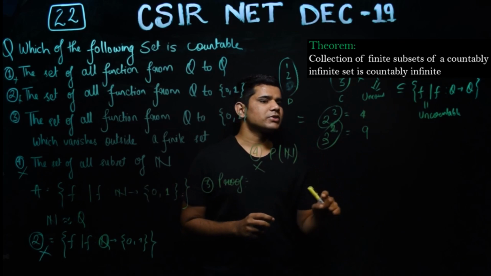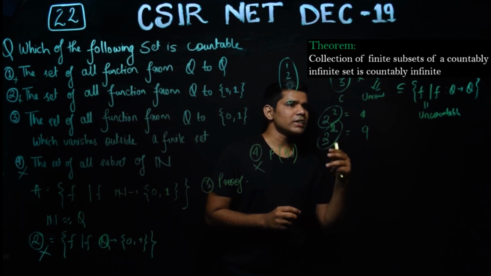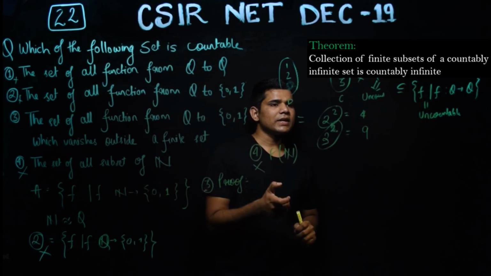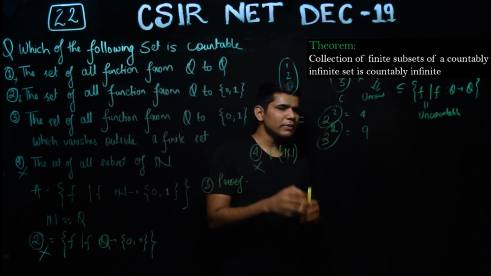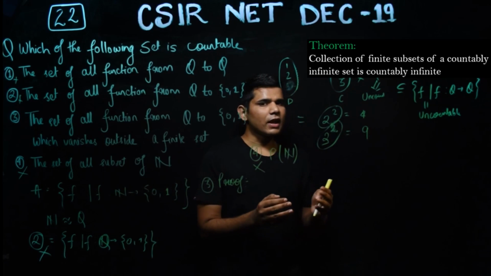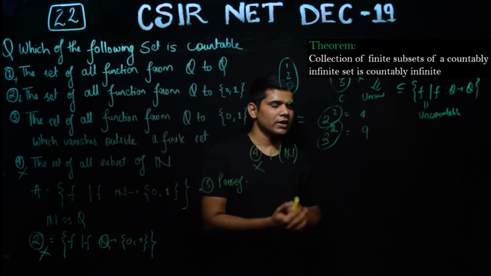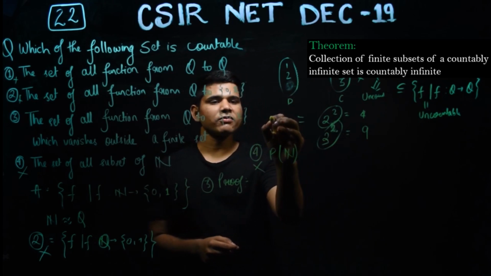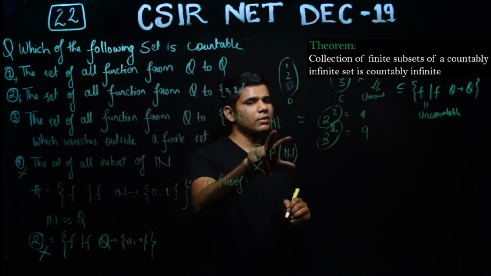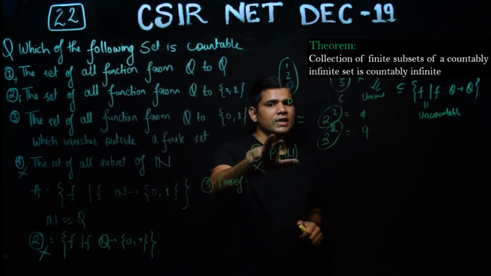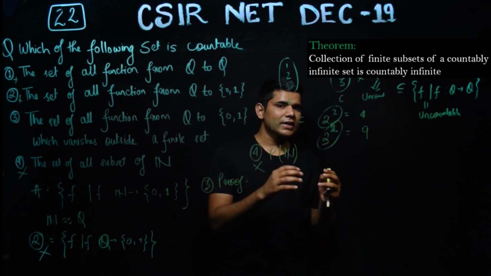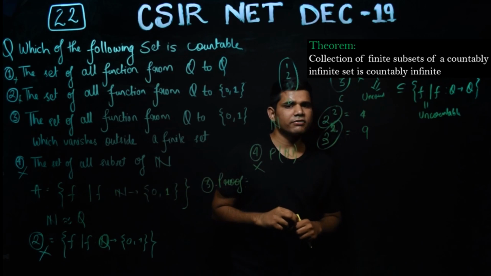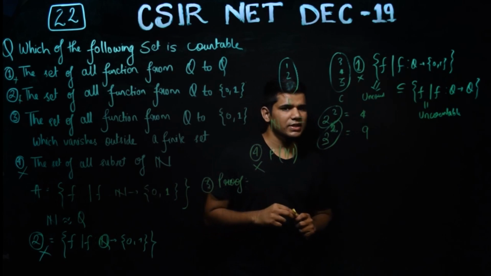The number of finite subsets of a countably infinite set is countably infinite. That means if you have a countably infinite set, then the number of subsets which are finite will be countably infinite. Here is an example: if you have the set of natural numbers and you collect all those subsets which are finite, then that collection will be countably infinite. This is what this theorem is suggesting.